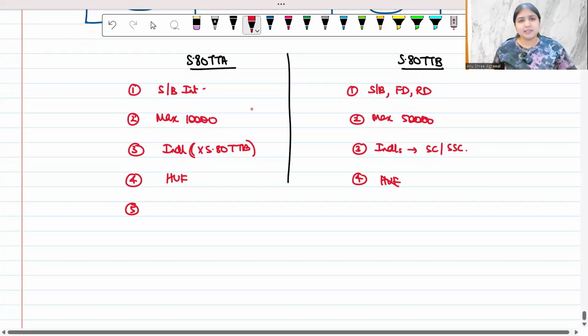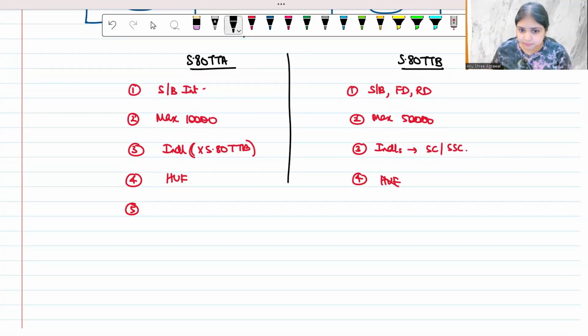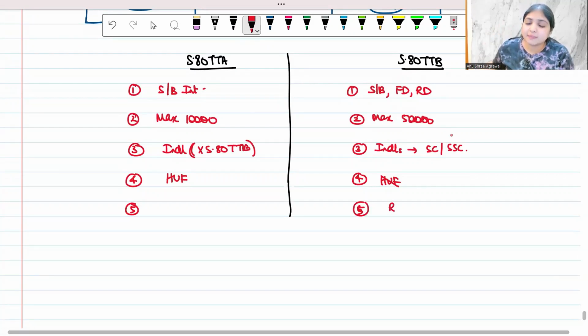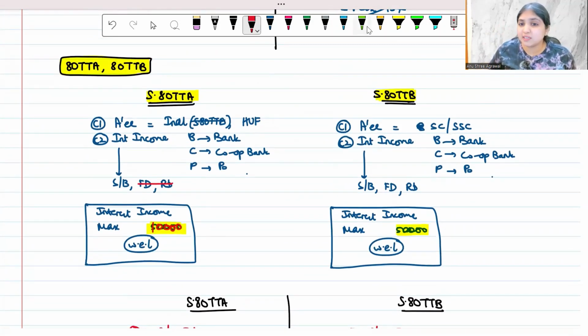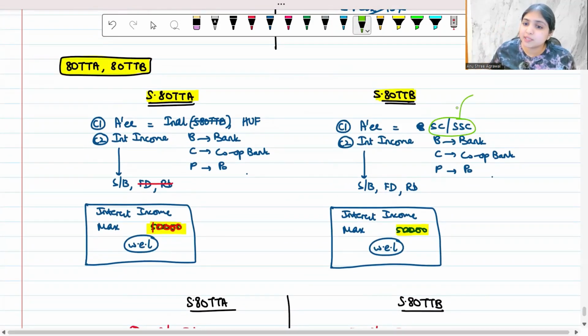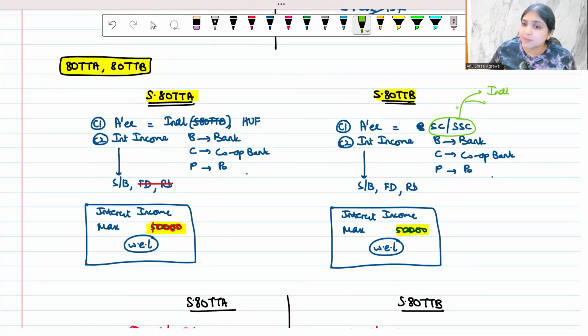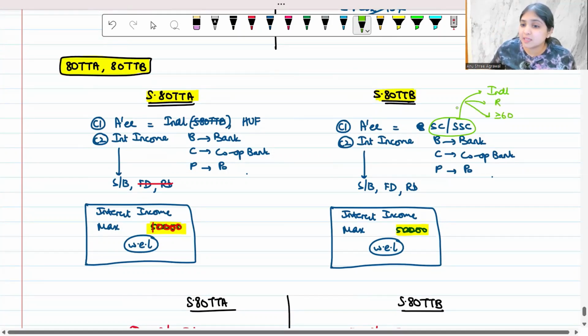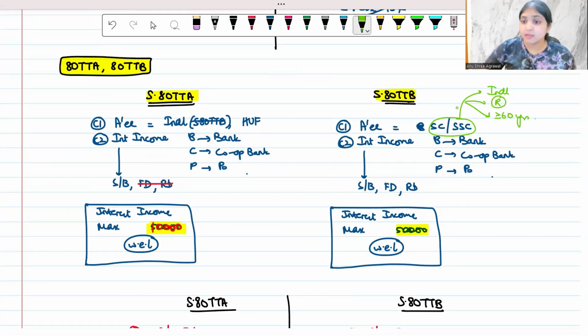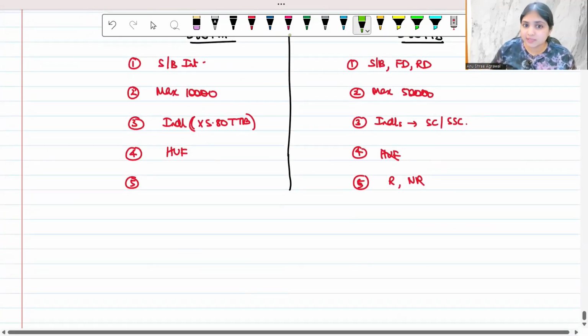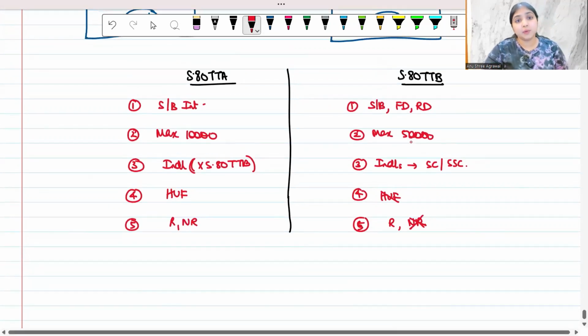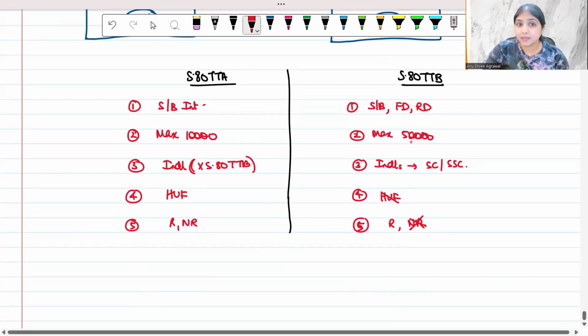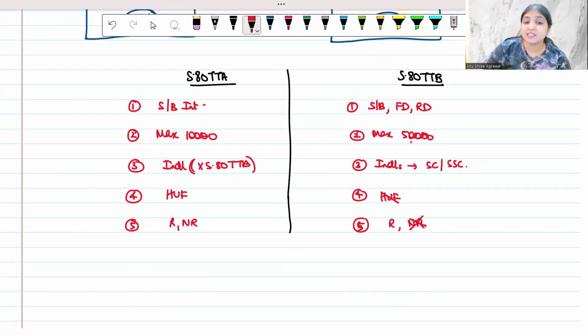Then the fifth difference: does 80TTB apply to non-residents? Does 80TTB apply to residents and non-residents both? No. 80TTB applies only to senior citizens and super senior citizens. Now, who are senior citizens and super senior citizens? They must be individuals, they must be residents, and they must be at least 60 years old. So they have to be residents, guys. Therefore, 80TTB will apply only to residents, and will not apply to non-residents. But 80TTA will apply to residents and non-residents both. Are we clear?